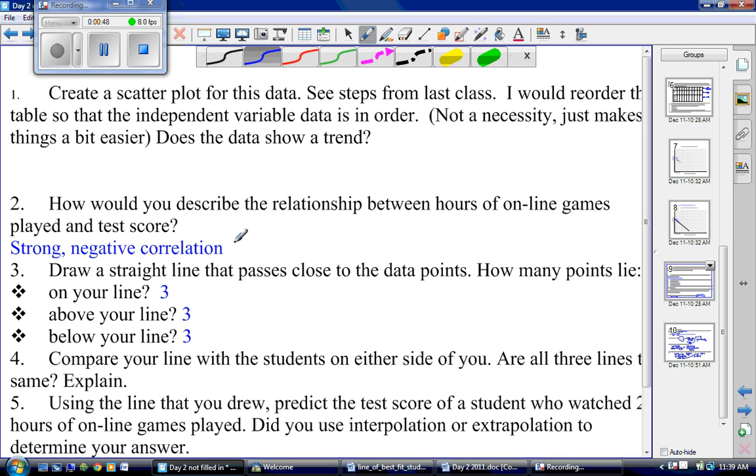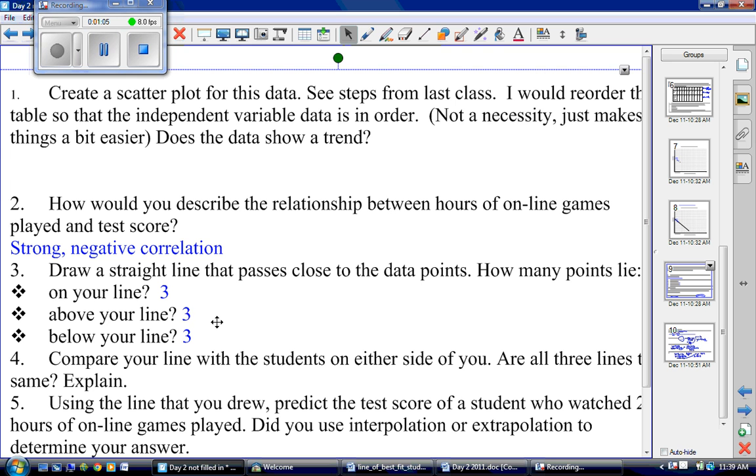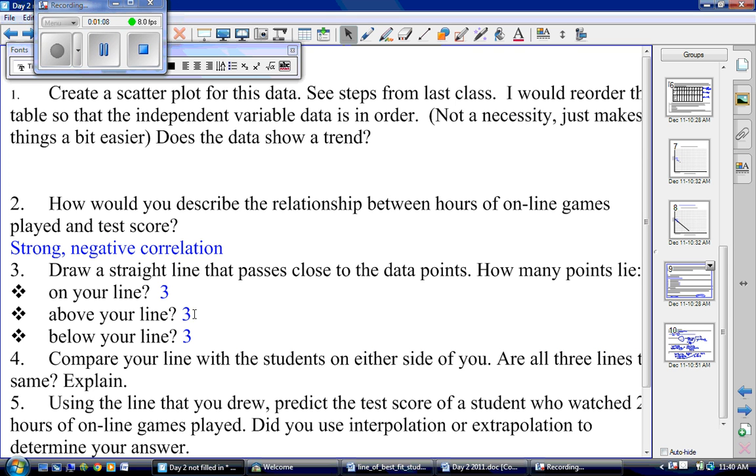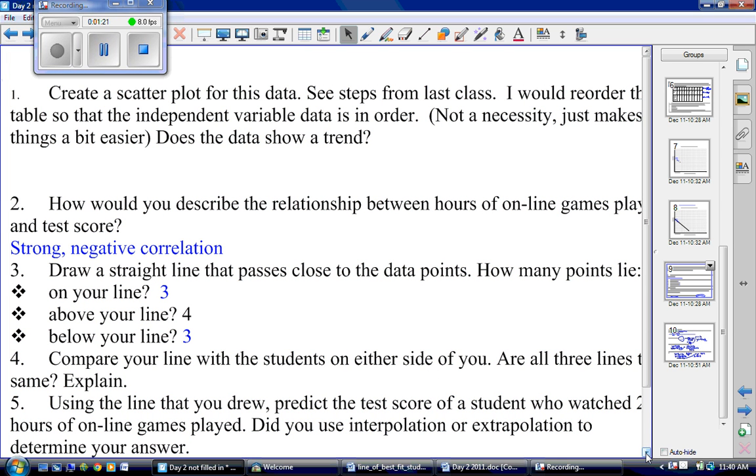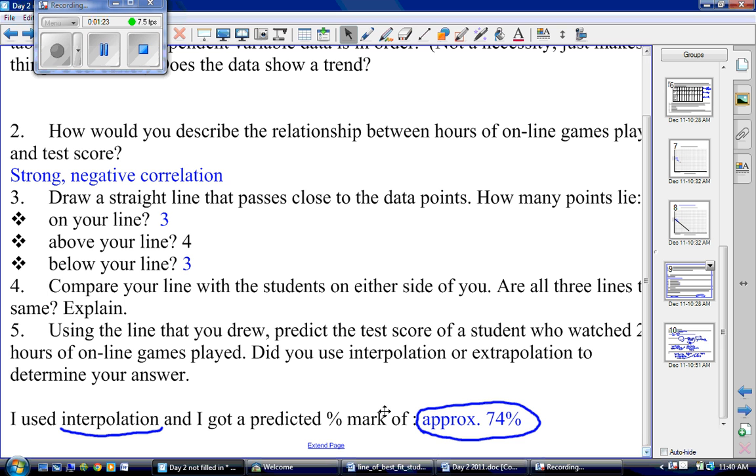Okay, so when you're looking at what you've done so far, you have a strong negative correlation. You've drawn a line, and I have this just a little wrong right here, and it's not letting me erase it. Oh well. I know what's wrong. There we are. That should say 4. So you can compare your line tomorrow with some other students. You can't really do that now.